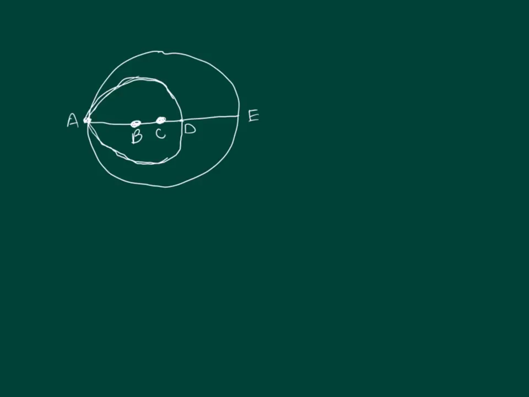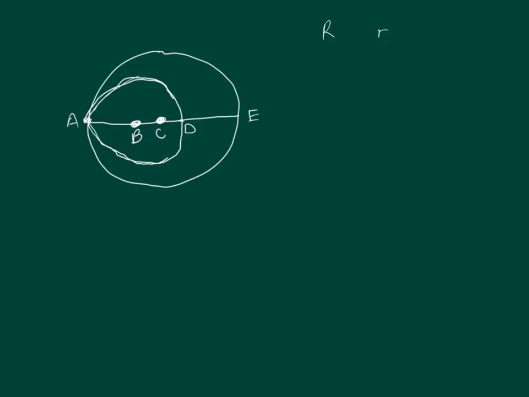What's important about this problem is that A, B, C, D, and E all lie on the same line. And my inside circle looks pretty weak, but just pretend that's a circle, okay? What we're trying to find is, I'm going to call the big circle radius capital R and the little circle radius little r.